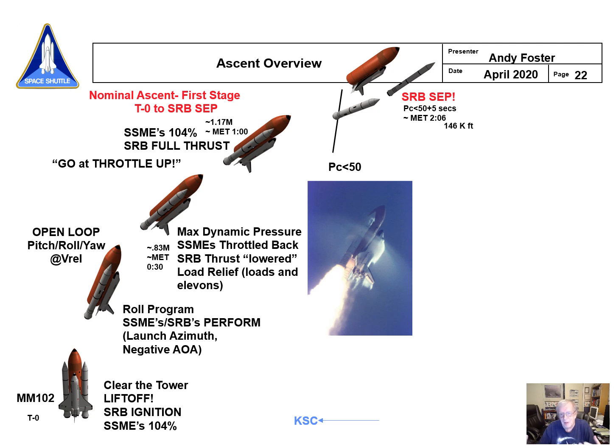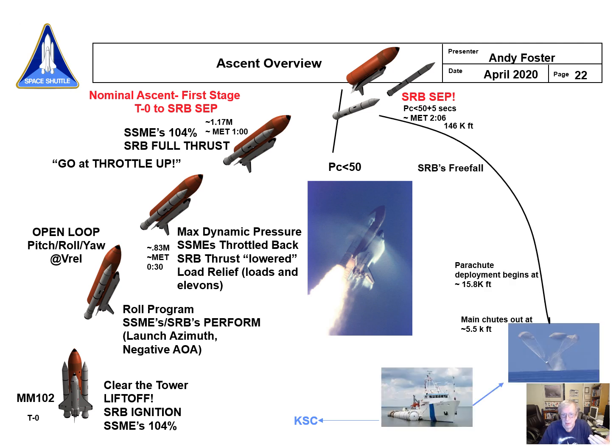And the event that would tell us that was happening was something we call PC less than 50. We had sensors measuring the chamber pressure inside the solid rockets. Once that chamber pressure fell to less than 50 psi, 5 seconds later, the separation sequence for the solids would fire off, boom, blow the explosive bolts, and those separation motors would fire. And usually that's about 2 minutes and 6 seconds at about 146,000 feet.